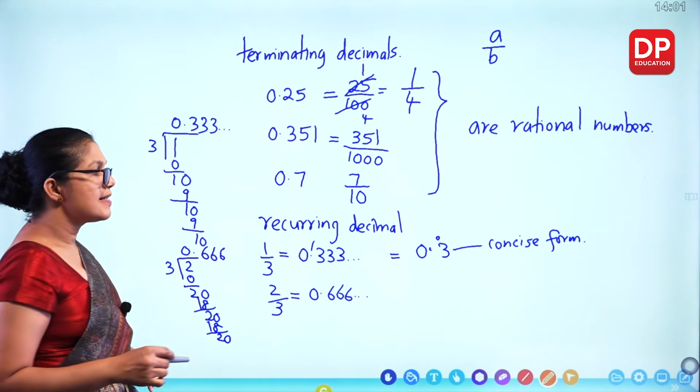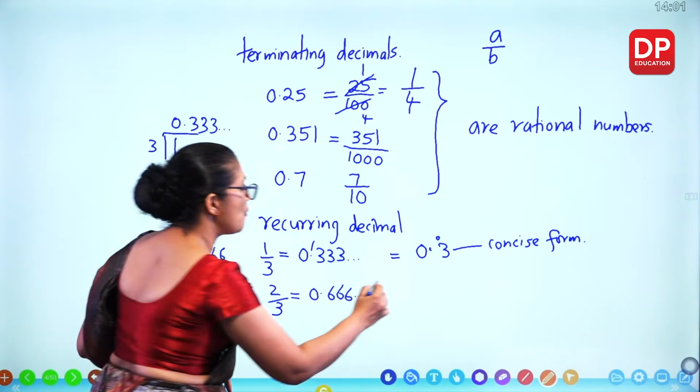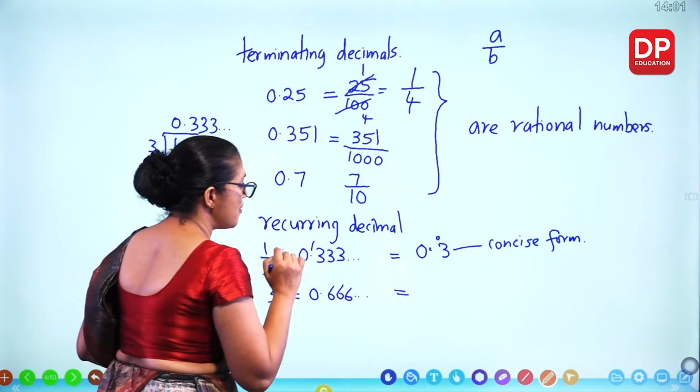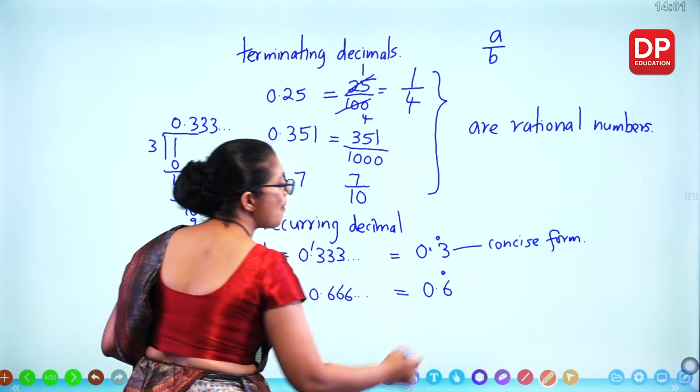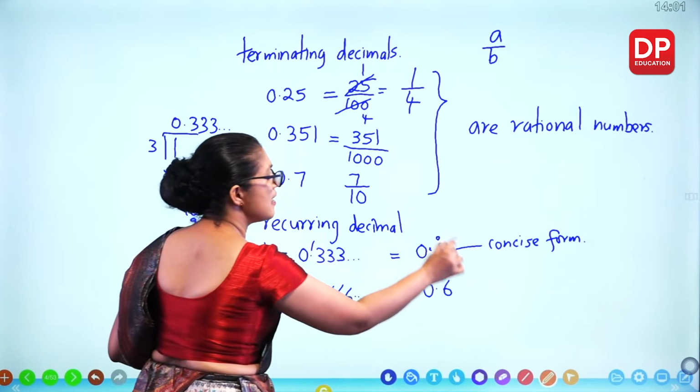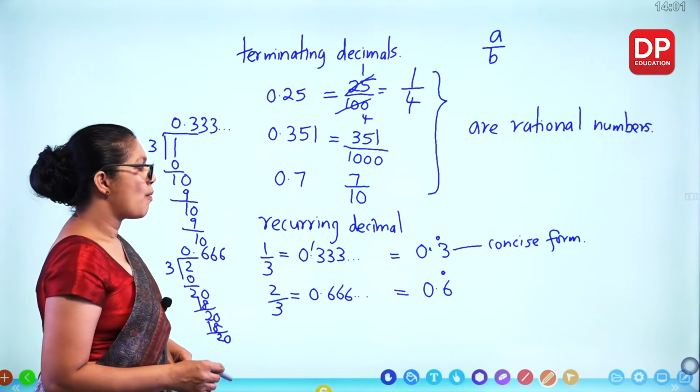How can we write this in concise form? We can write the repeating digit once and put a dot above the number. So this is the concise form.